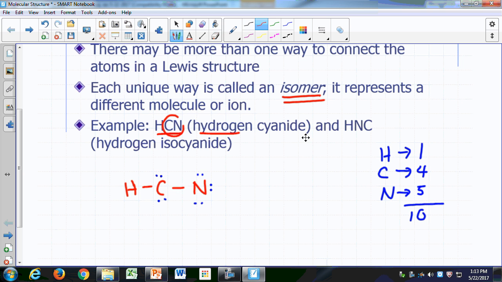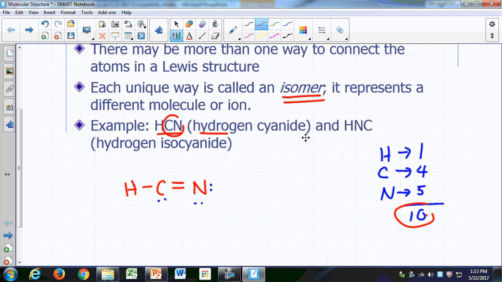A quick way to do this count, as I mentioned earlier, is to go: you have an octet here, and then 2, 4, 6, so 6 plus 8, that's 14. We only have 10. That means we need to do more sharing. If you remember what we did last time, if you don't have enough electrons to go around, you need to do more sharing. You look at neighboring atoms, take out a lone pair from each of the neighboring atoms. Take this lone pair out, take that lone pair out, and replace that with a bonding pair. That reduces 14 to 12.